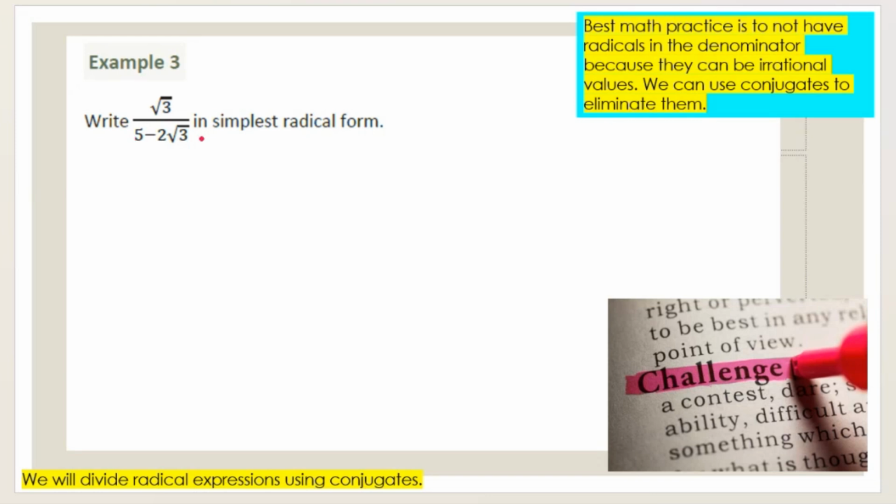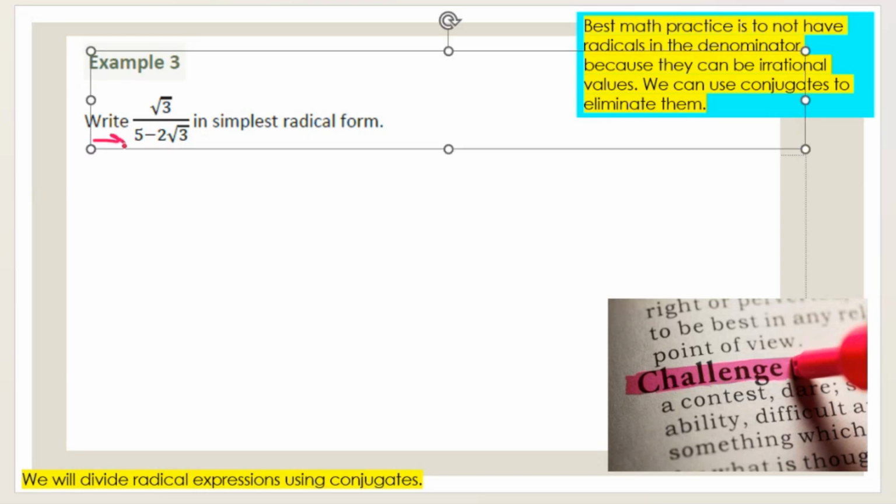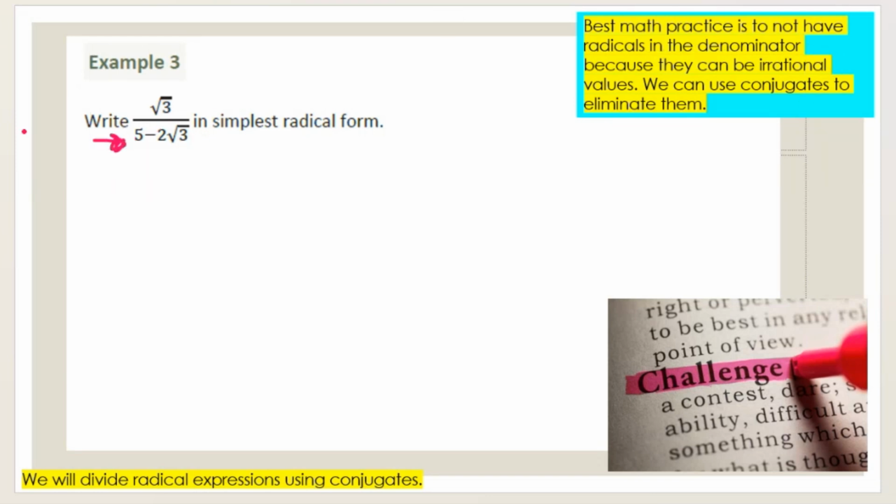So I always look for the conjugate of the denominator. And the conjugate here, the only thing you're going to change is it's the 5 minus 2 square root 3. It's going to become 5 plus 2 square root 3. So let me start by just rewriting the problem.